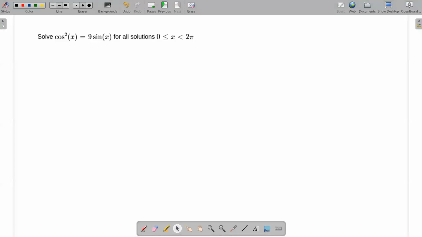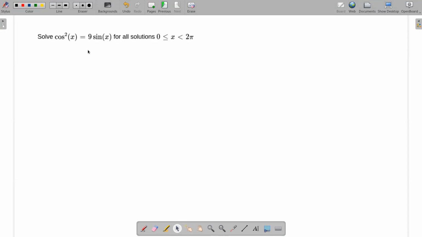So this looks like problems we've done before. Let's see. Solve cosine squared of x equals 9 sine of x. Find all solutions from 0 to 2 pi. So we could include 0, but not 2 pi. What do we do here?